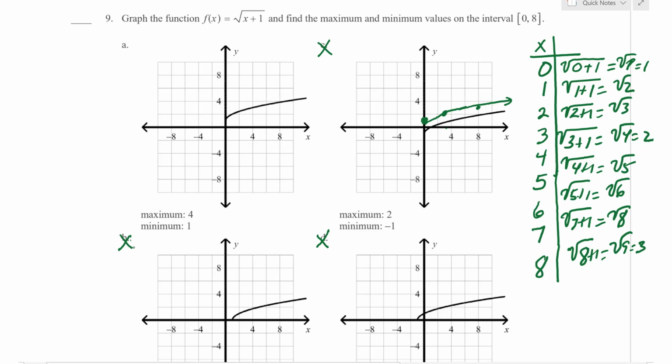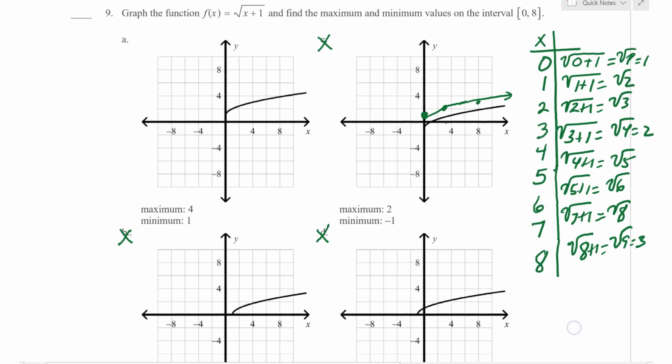And I noticed that the answer is not there. So I'm going to give you guys credit for that one, because that one was 0, 1. 8 should have been 3, and the max should have been 3. The min should have been 1, so your answer should have been A. So I'm going to give everybody a point to be fair with everybody.